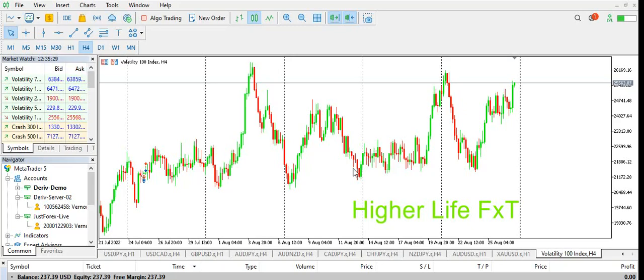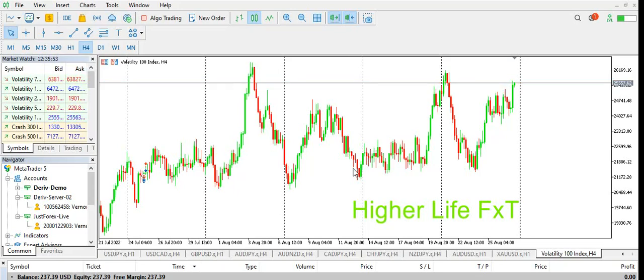I am here on Deriv. As I told you, I'm trading from Deriv and I trade using just Forex. These are the two brokers that I use. And for now, I want to show you examples on Deriv volatility indices.